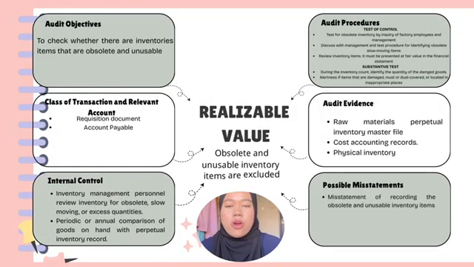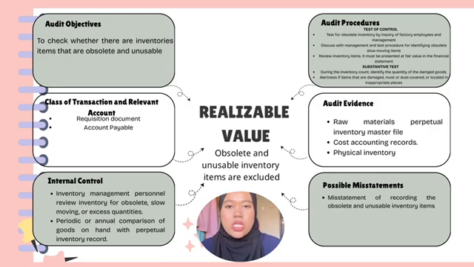The audit objective of realizable value is to check whether there are inventory items that are obsolete and unusable. The transactions involved in this audit include the use of requisition documents and accounts payable, which reflect the purchase and liability for the inventory. Effective internal control is essential to ensure that obsolete inventory is identified. Two important controls: inventory management personnel should review inventory for obsolete, slow-moving, or excess quantity, and there should be a periodic or annual comparison of goods on hand with the perpetual inventory record.